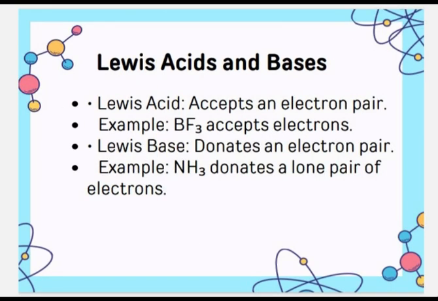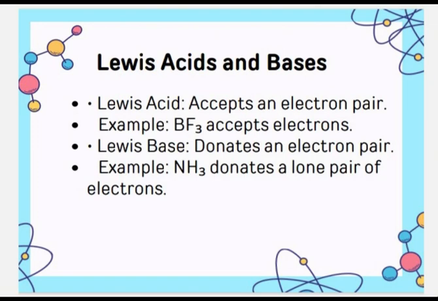For this slide, I will explain to you Lewis acids and bases. The Lewis acid-base theory is a broader and more general theory compared to the traditional Bronsted-Lowry acid-base theory. It focuses on the behavior of electron pairs during chemical reactions. Number 1, Lewis acid. It accepts an electron pair.